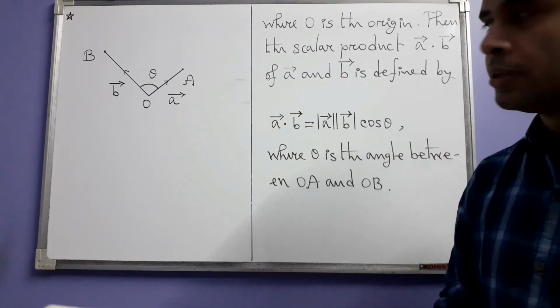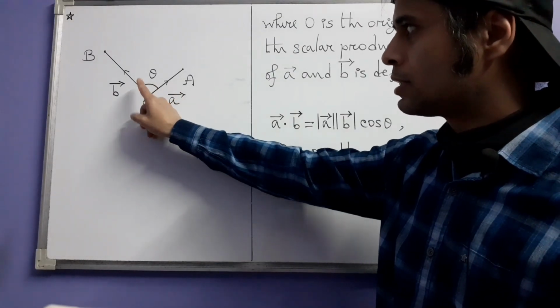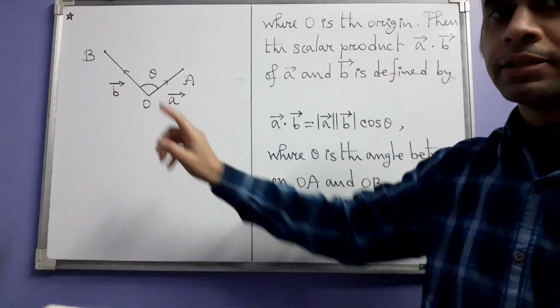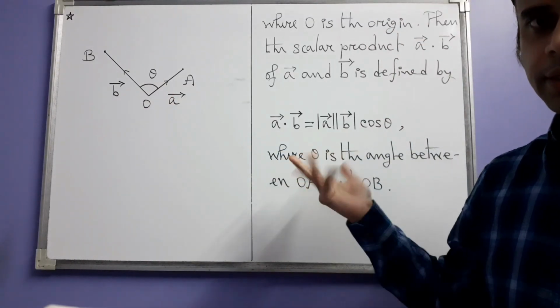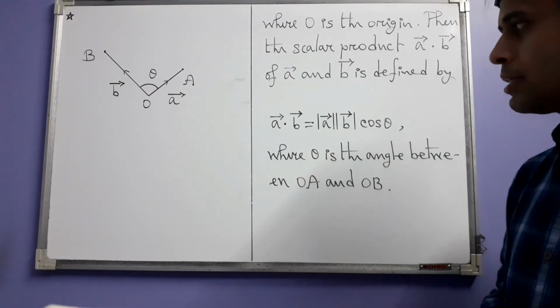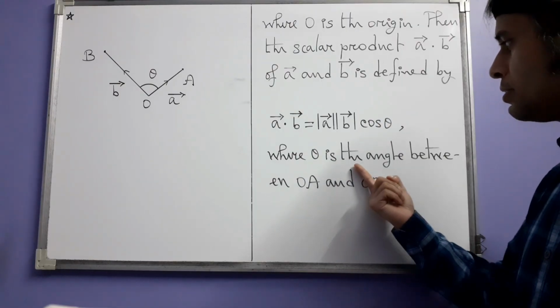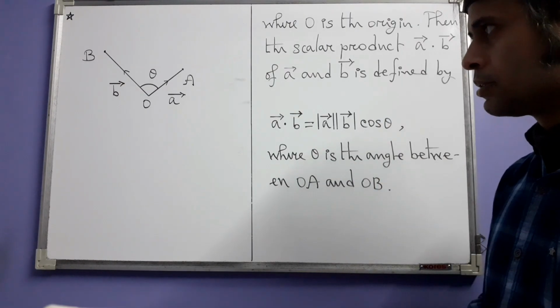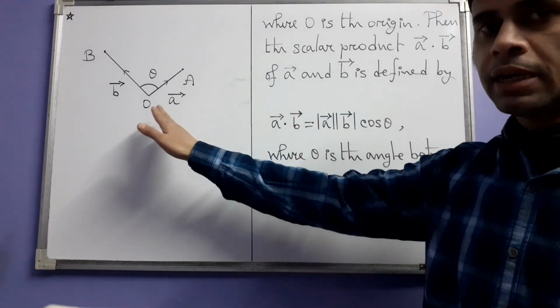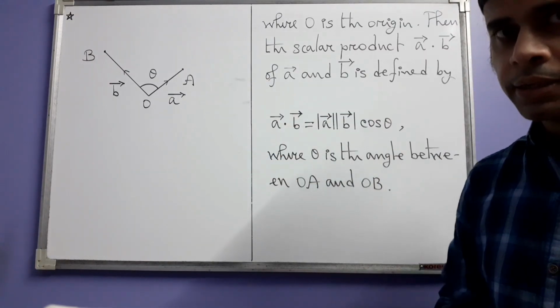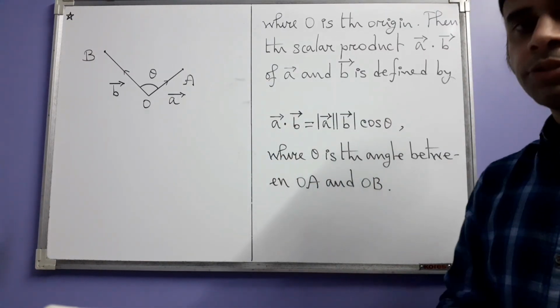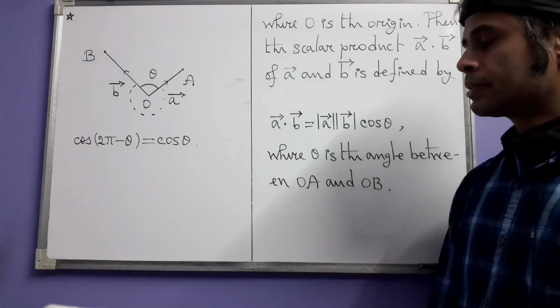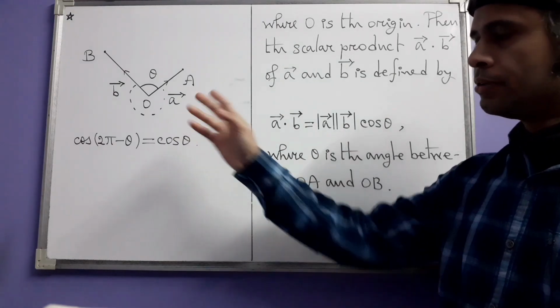Which angle? Should you take this angle or this larger angle? The definition doesn't say anything. It just says theta is the angle between OA and OB. Strictly speaking, we actually have two angles, not just one angle. So which one should we take? And the answer is you can take any one of them.